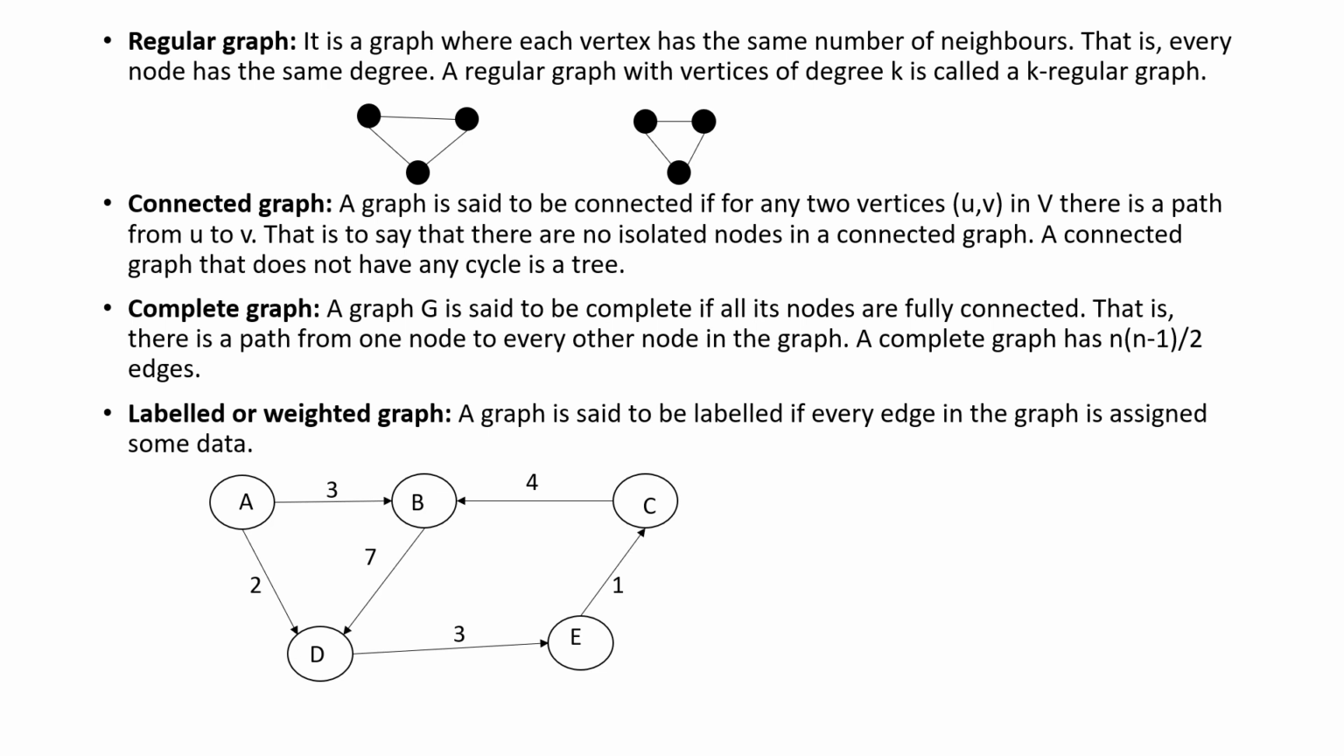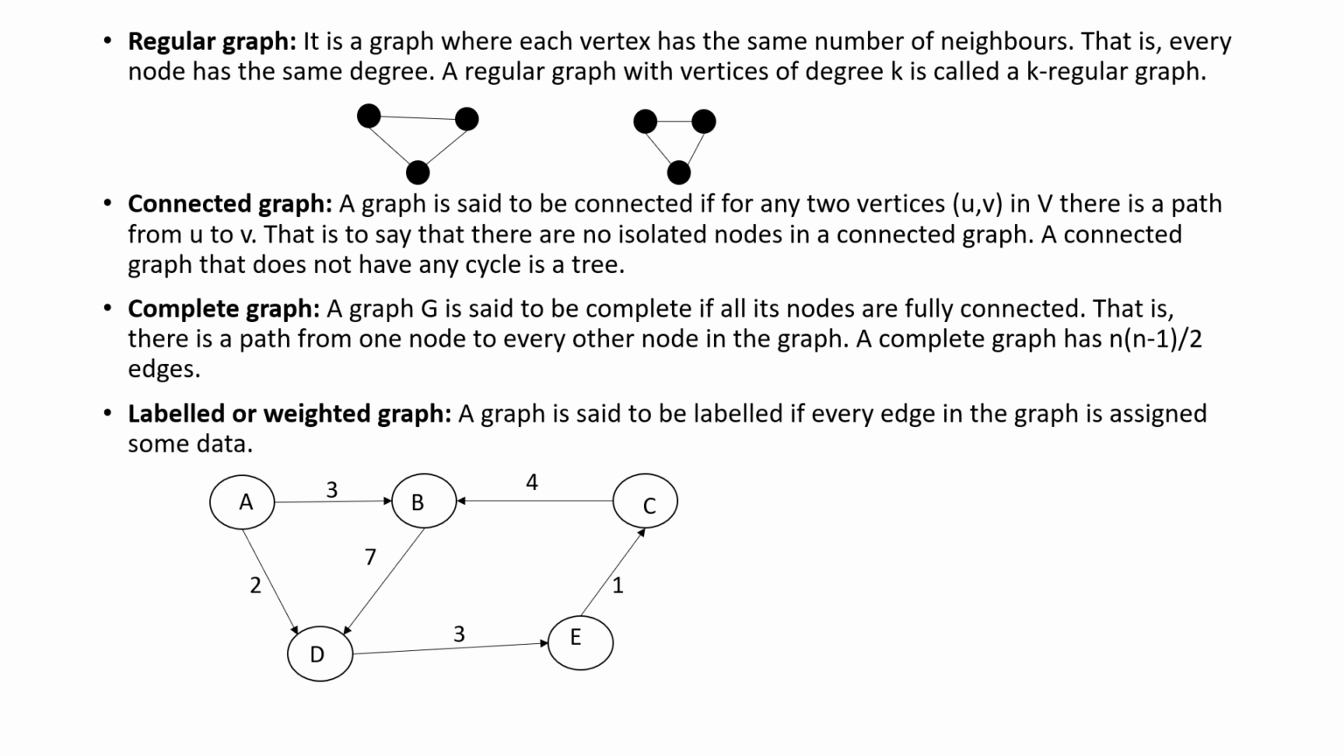Second one is connected graph. A graph is said to be connected if for any two vertices u, v, there is a path from u to v. We can say that a graph is connected if there is a path from every vertex to every vertex. If there is a single node which is isolated, then we can't say that the graph is connected because there is no path to the isolated node. So for a graph to be connected, there should be a path from every node to every node.